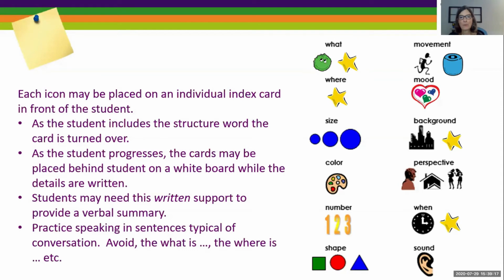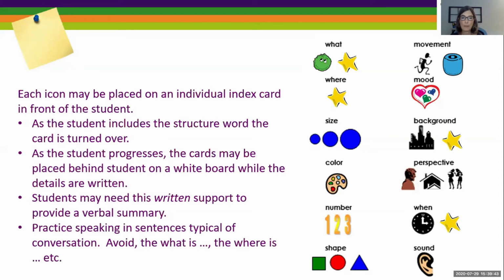So some of the ways to teach visualizing and verbalizing is I take these individual structure words with the icons and I have them on individual index cards on a ring. And I used to also put a magnet on the back of each index card. When you're first teaching it, the student can have the index cards on the desk in front of them, and as they include each element, they can turn that over to help guide them as they're doing it.